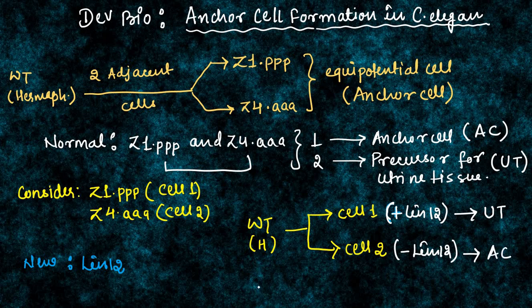So this is the whole rough idea of how the anchor cell is going to form in the case of a hermaphrodite. It will have two cells, depending upon which cell is going to receive Lin-12. The cell which receives Lin-12 will change itself into the precursor for uterine tissue, and the cell which is lacking Lin-12 will have the fate to convert itself into the anchor cell.